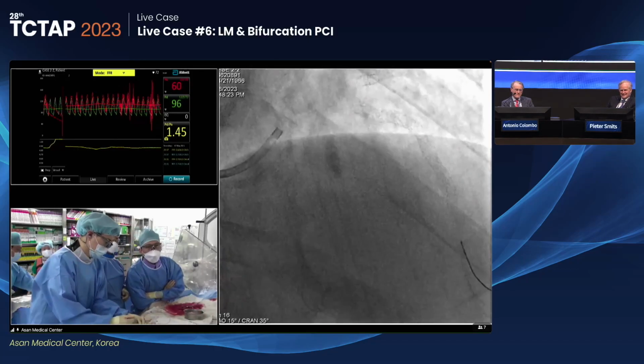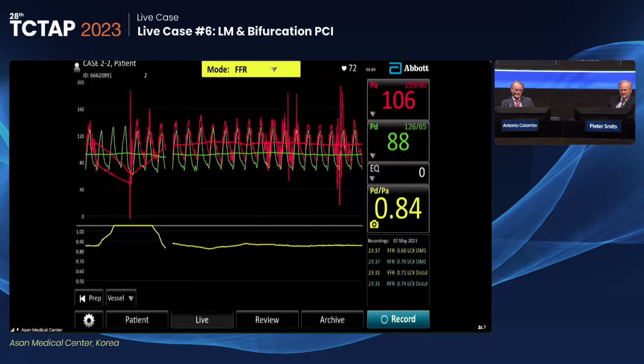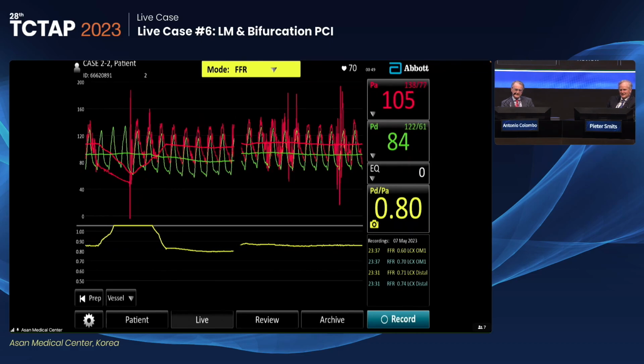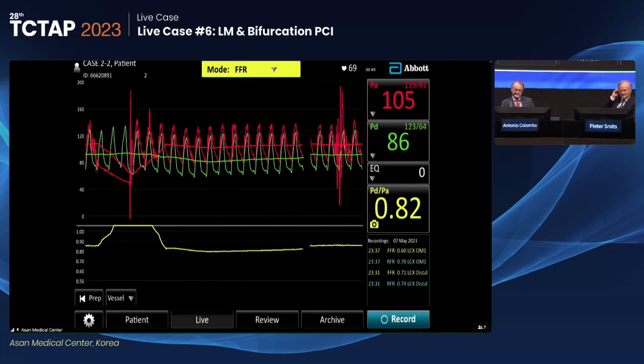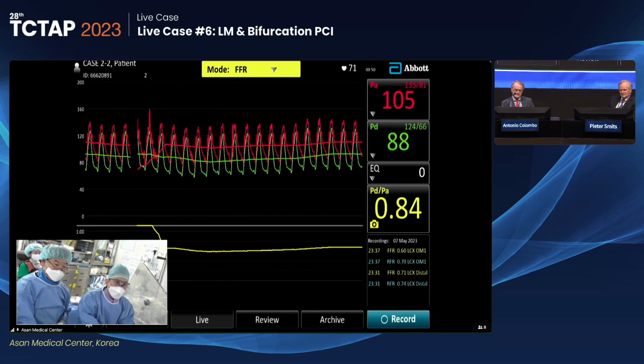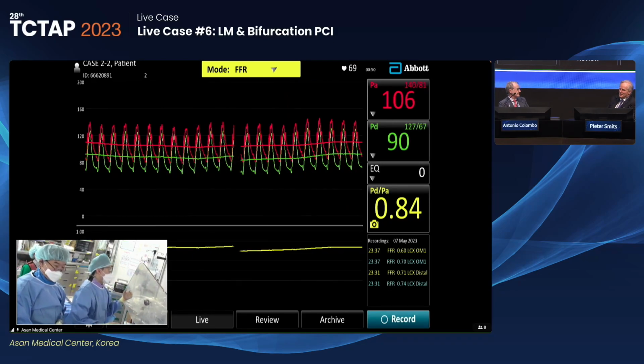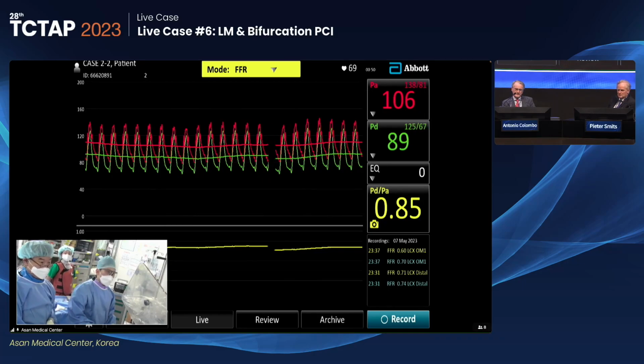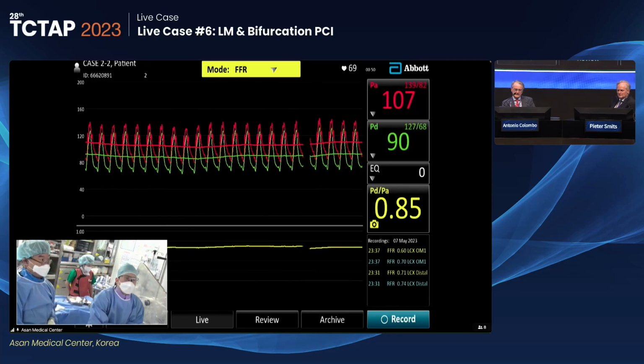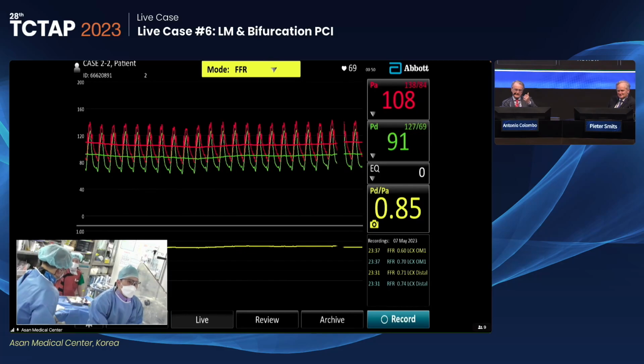From the registry study by Dr. Koo, you see, PDPA is 80. For the LAD, because we just did post-stenting and injected saline, it needs some time for recovery. It's saline-induced hyperemia. We need some seconds. But if the PDPA is 83, 84, you don't need to do FFR. It's already going to be positive. You don't need any adenosine, nothing. You just inject some contrast.